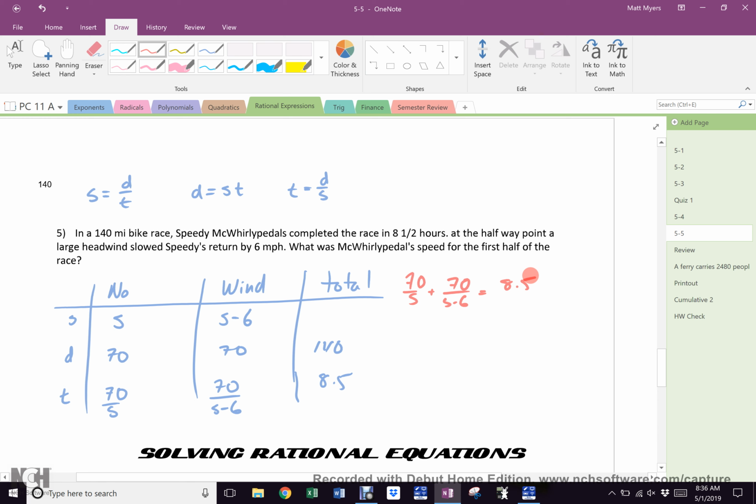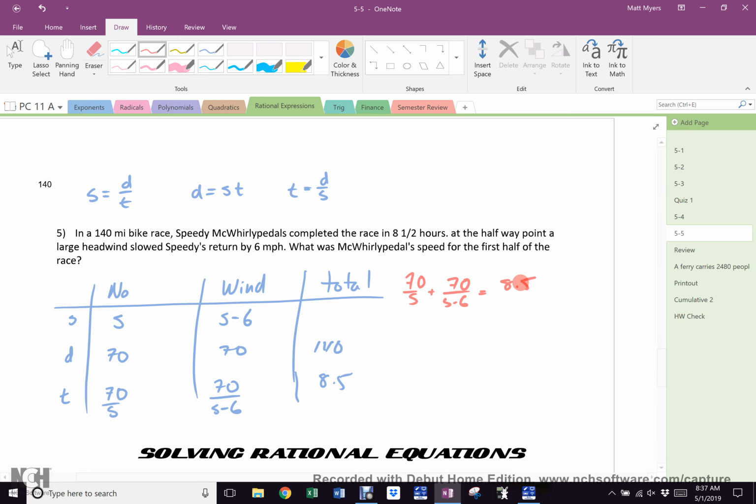Now, what is going to happen here? As soon as you see 8.5, is it going to be pretty? No. Is it going to factor? Probably not. So what are we going to have to use? Quadratic formula. Is that quadratic formula going to give us a positive and a negative root? And which one should we disregard?